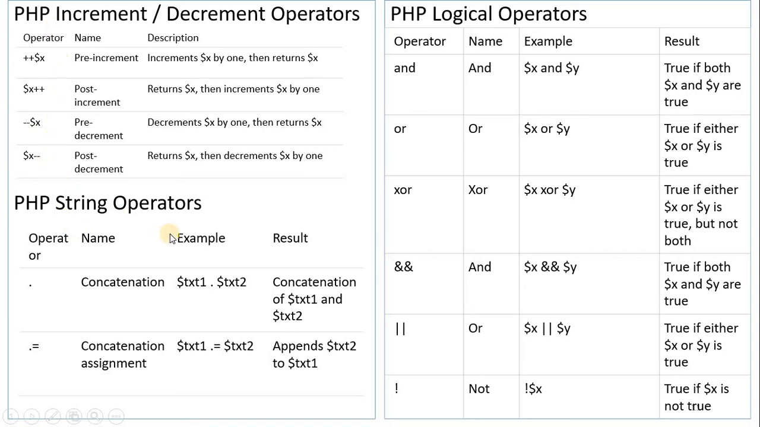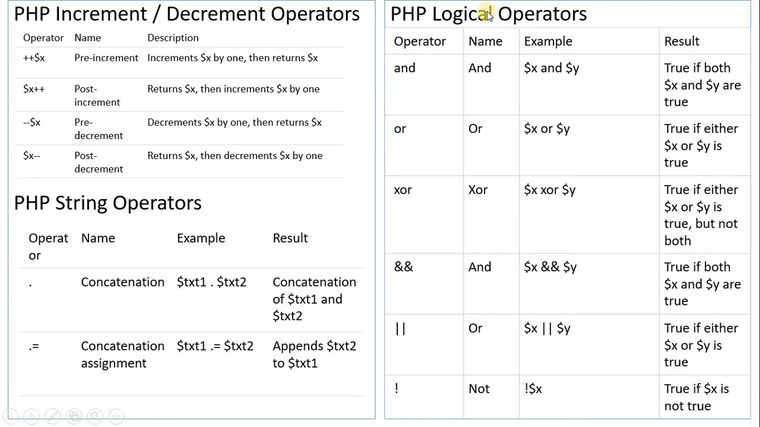Next we will see PHP string operators. We have 2 string operators: one is dot and the other is dot equal to. I have explained this in the previous video. The concatenation dot operator is used for concatenation of 2 different strings. So $x = $text1 . $text2 means the content of text1 is combined with the content of text2. Whereas with dot equal to, we have concatenation assignment. Here the content of text2 is appended to text1 and assigned to text1. This is similar to $text1 = $text1 . $text2.